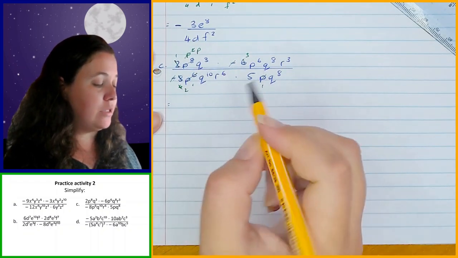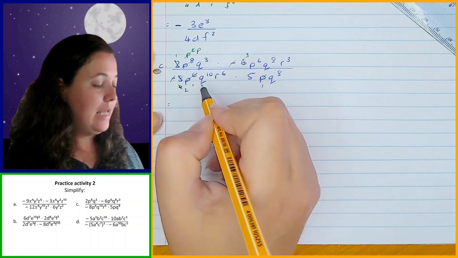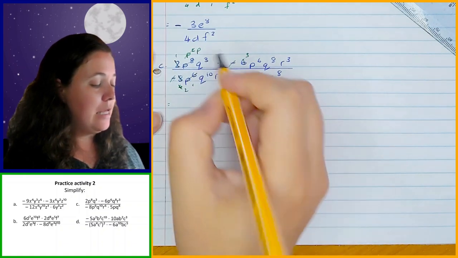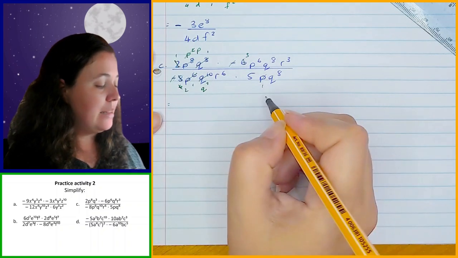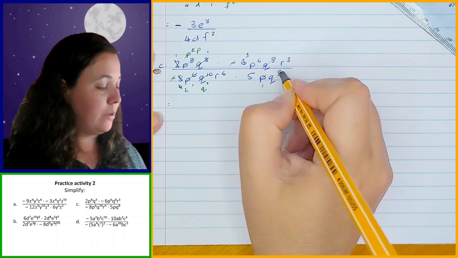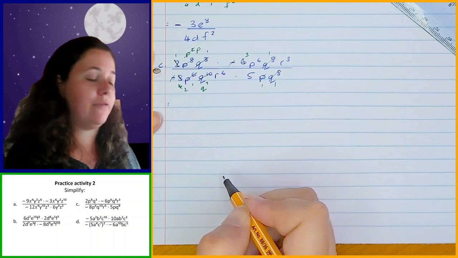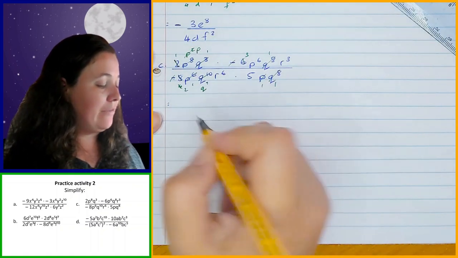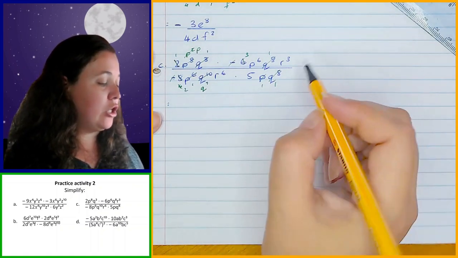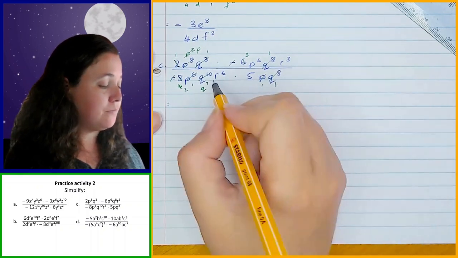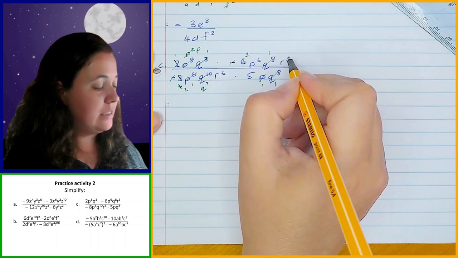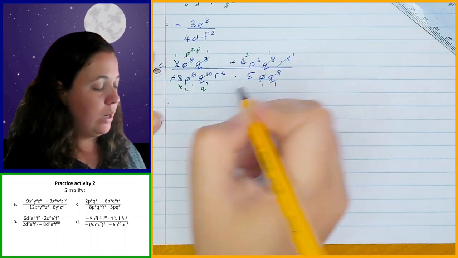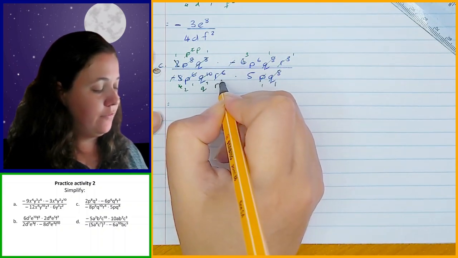Then I've got my q's. Q to the power of 3 and q to the power of 10. That can simplify, and this gives me q to the power of 7. Then over here, I've got q to the power of 8 and q to the power of 8. Those cancel completely, so I can just simplify that like that. And I have nothing else to do with the q's. Now I can go on to the r's. So I've got r to the power of 3 and r to the power of 6. This can cancel over here, giving me 1, and this gives me r to the power of 3.